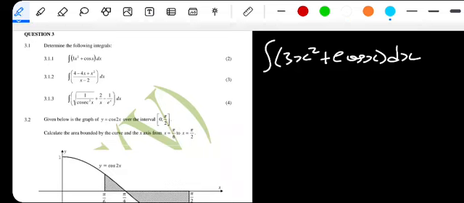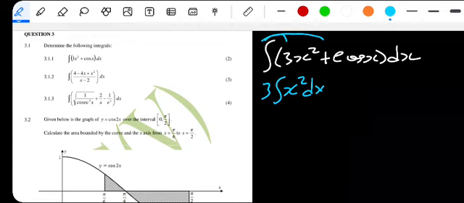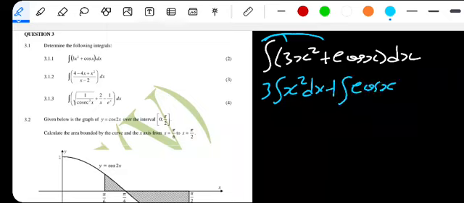This is the same as 3 times the integral of x squared dx. Remember, integration is linear, so you can distribute it. We have plus the integral of cos x dx. So we have 3, then I can put the bracket there.